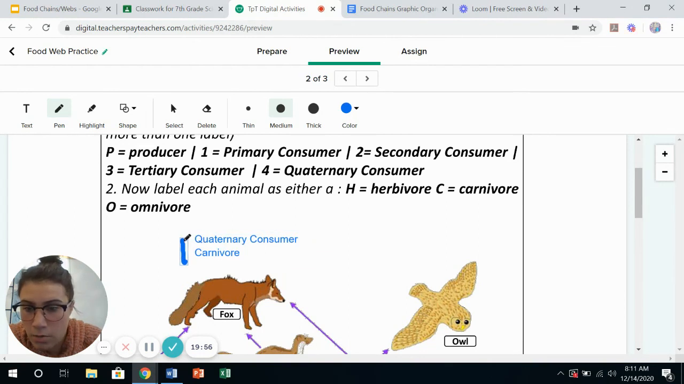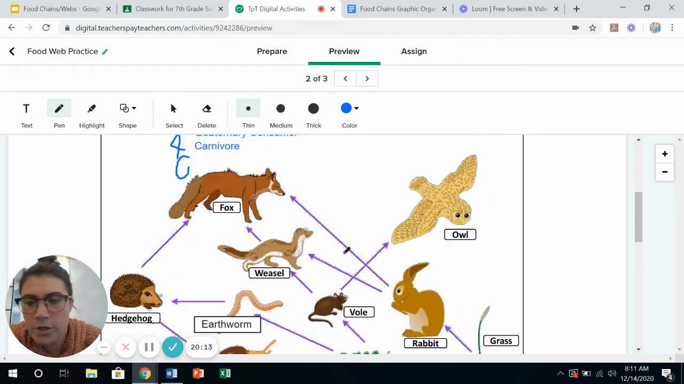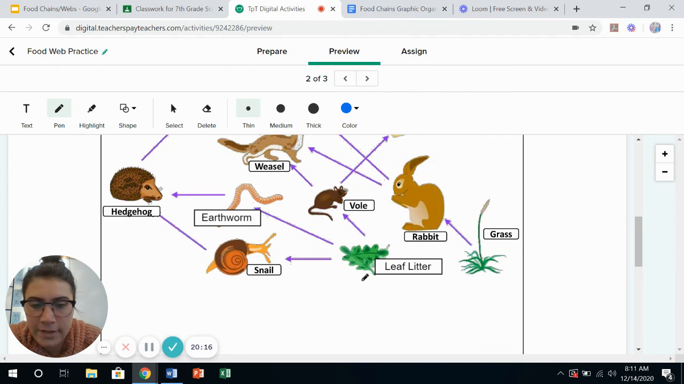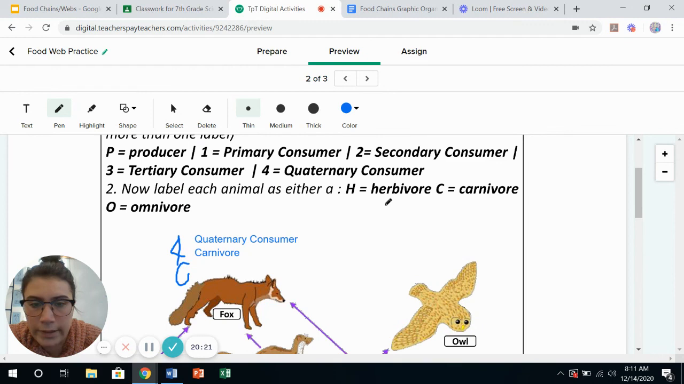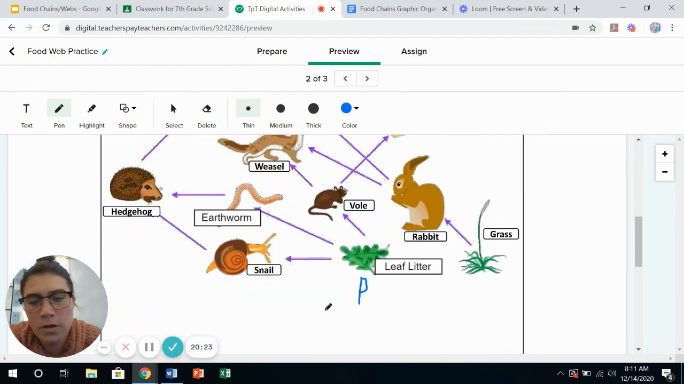4. Wow, that is rough. Let's redo that. Okay, pen, and I'm going to make it a little bit less thick. 4, and then it is also a carnivore, so it's going to be a 4C. That is what you're going to do for all of these. So we know that leaf litter is going to be a producer, and it is not an herbivore, carnivore, or omnivore, so you are just going to put a P for these. It's okay if it looks rough.